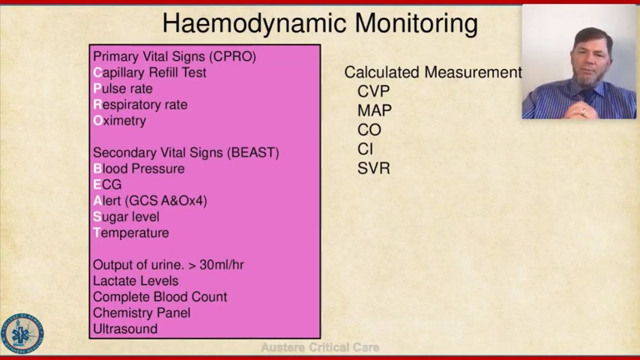And if they're stable at CPRO, we can skip the secondary vital signs for now as we continue our chart assessment. But if they're starting to look like they're circling the drain, or there's some big red flags showing up, then we'll immediately go to the secondary vital signs, which is your blood pressure, ECG, your alert status. We use GCS, or alert and oriented ×4. We always want to get sugar levels and temperature. Those 5 secondary vital signs are vastly important.